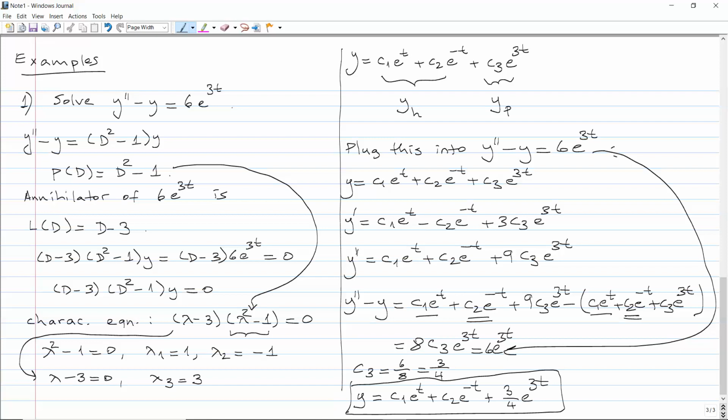Okay, so you see, when you plug this general form into the equation, some constants disappear. So disappearing constants correspond to the homogeneous part, and some constants stay. So you work out your equation to find those constants, and those constants correspond to your particular solution.